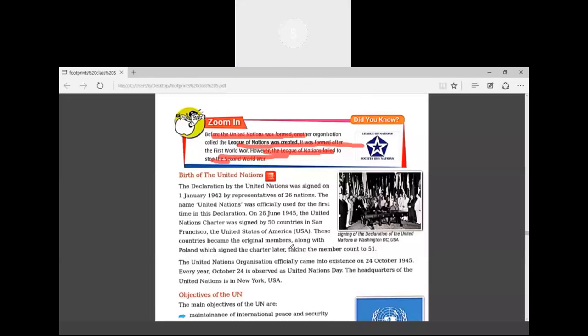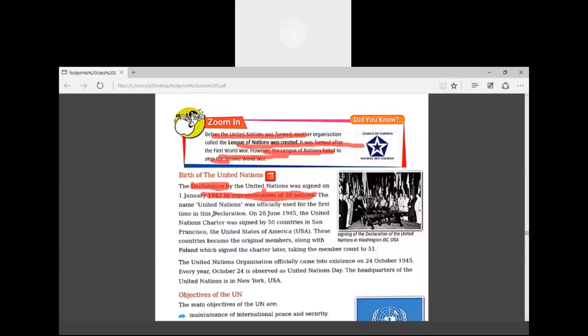The declaration by the United Nations was signed on 1st January 1942 by the representatives of 26 nations. Declaration means an official document which is signed by different parties. Here, different nations were the parties and they signed this document of the United Nations. So it was signed on 1st January 1942 by the representatives of how many nations? 26 nations.